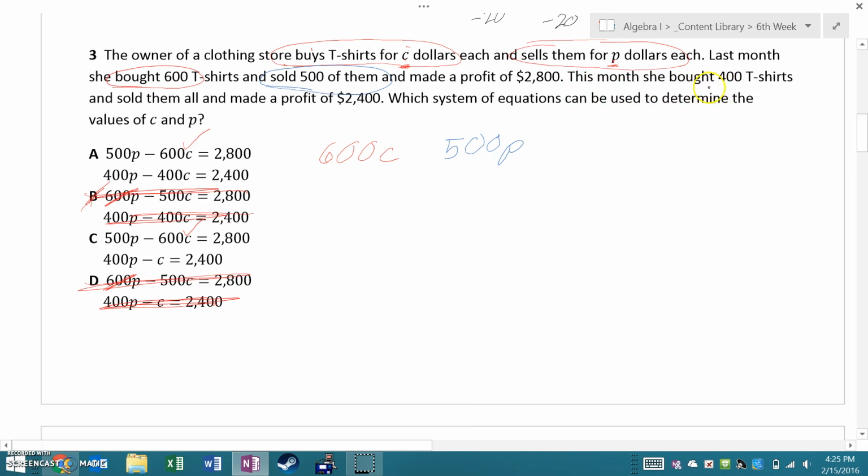This month she bought 400 t-shirts and sold them all. So the number that's attached to the number of bought t-shirts is going to be 400. And since it's all sold, that same number is going to be what's attached to the variable for selling them. So you should see 400C and 400P. That's here on option A, so A is going to be our correct answer.